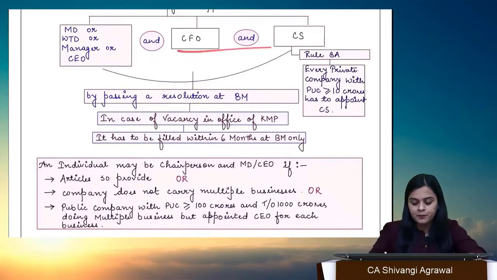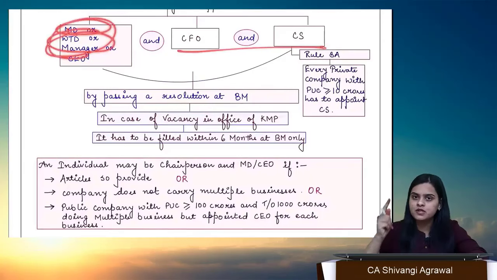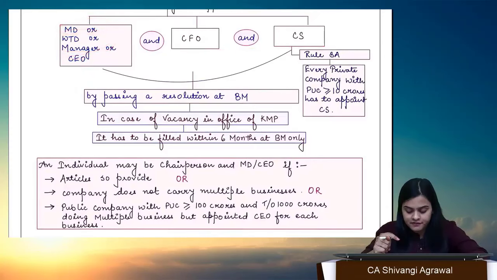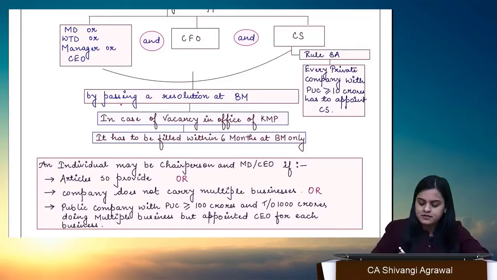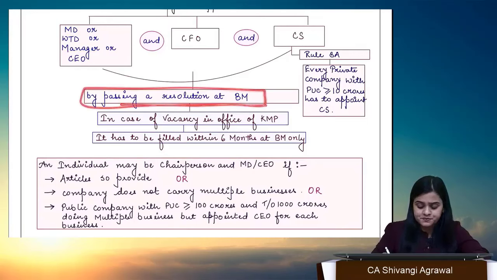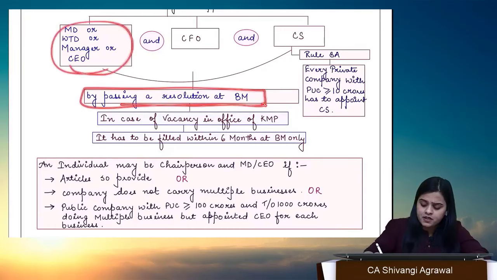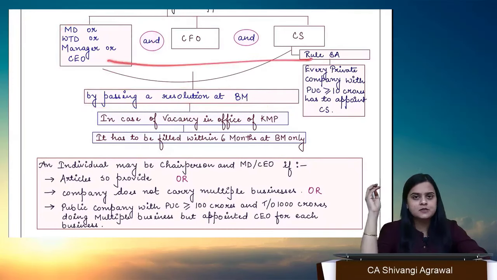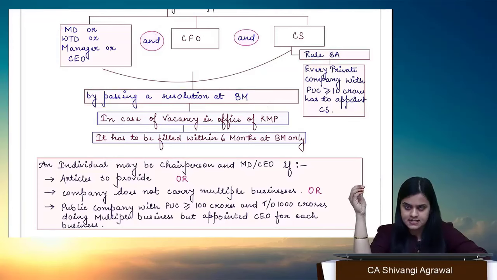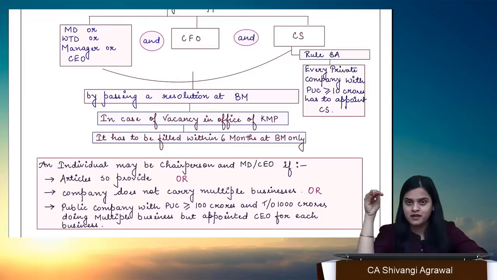How are they going to be appointed? Of course, we have read about the appointment of these people. It is going to happen according to section 196 only. However, CFO and CS will all be appointed by passing a resolution at a board meeting. If the office of any of these becomes vacant, that is, the situation of casual vacancy arises, it is going to be filled by the board within 6 months of the vacancy, at a board meeting only.